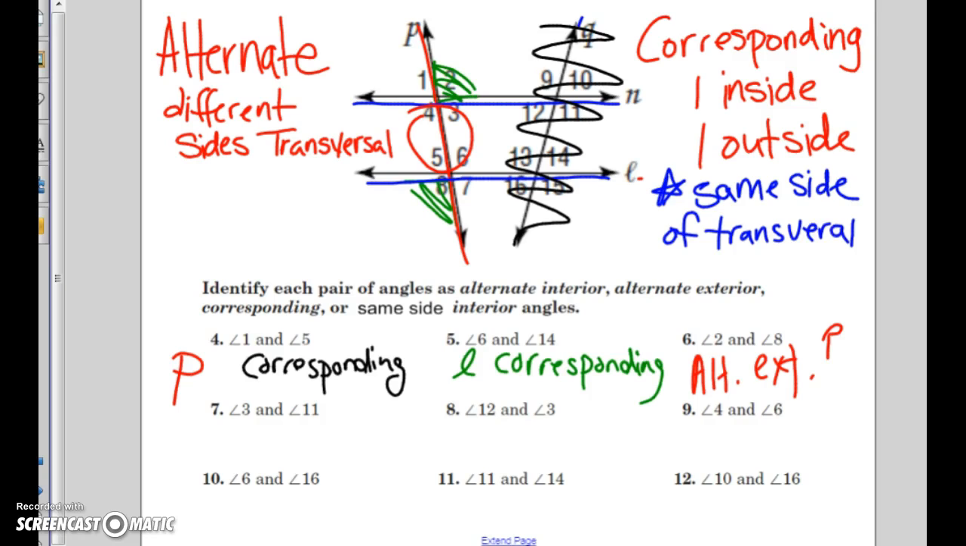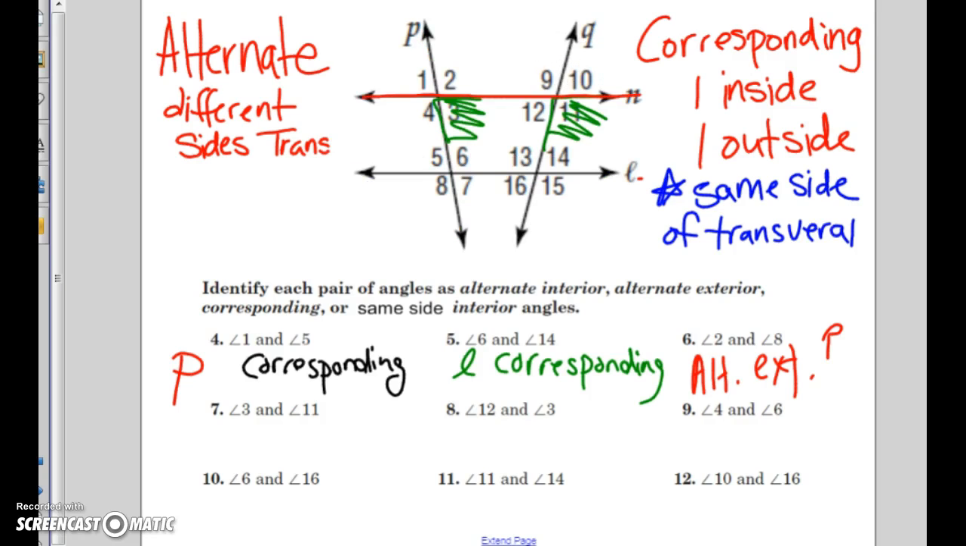Now try 3 and 11. Okay, so we're looking at 3 and 11. N is the line that touches both. So which lines would be my blue lines? P and Q. And that means that all this stuff down here can go away.